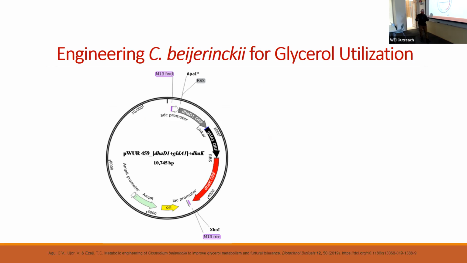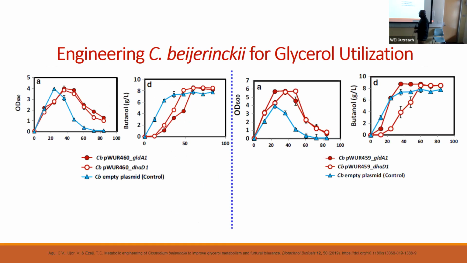Several permutations we tried to see if we could create a strain that might look like the Clostridium pasteurianum in terms of glycerol utilization. So first of all, we did one that contained one of the glycerol dehydrogenases. The dehydrogenase is called GLDA1, and another one, DHDAD1. We expressed them under the control of a particular constitutive promoter, and we have the empty plasmid control. And over here, the same thing, but under the control of an inducible promoter. And we looked at how they behaved in terms of growing with glycerol.